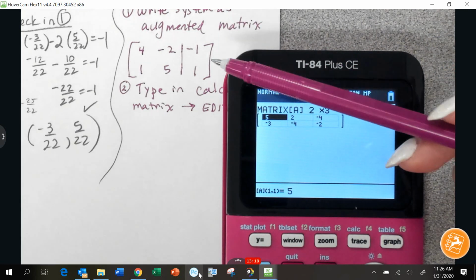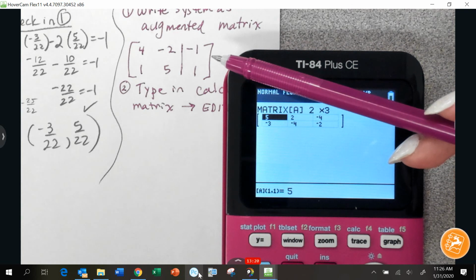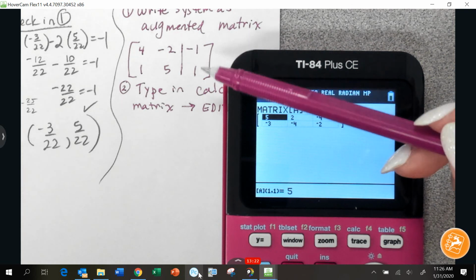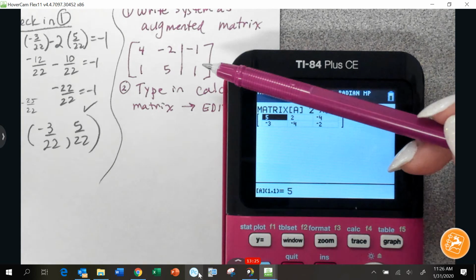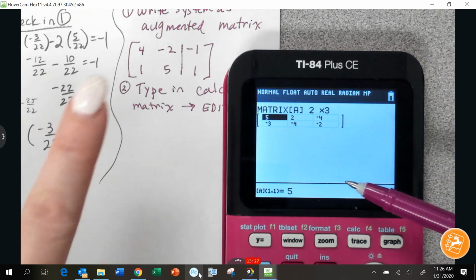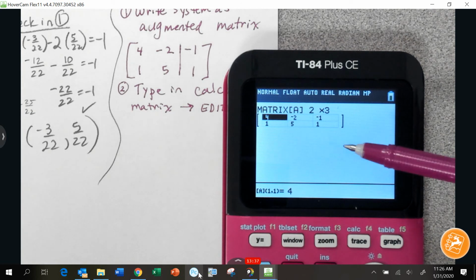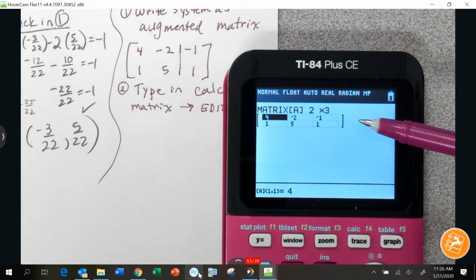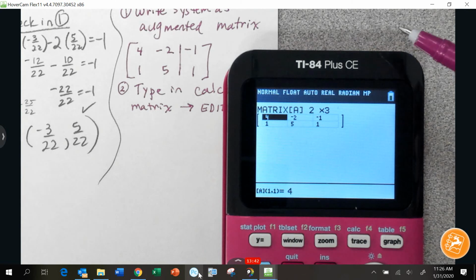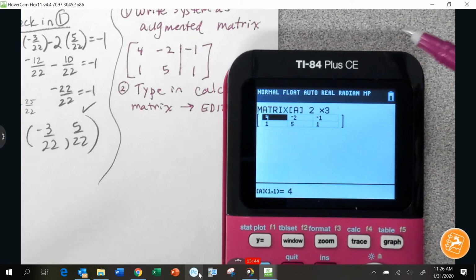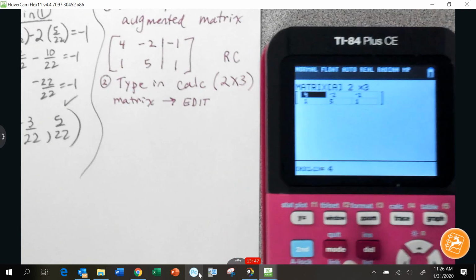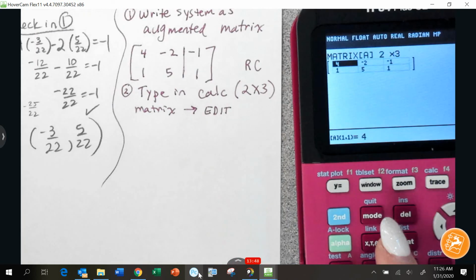When you show your work for these, because it is a graphing calculator question, you have to put the augmented matrix on your paper so I know what you typed in. So we type in this matrix, 4, -2, -1. Double check it, triple check it. And then we're going to go back to the calculation screen. You just do second.